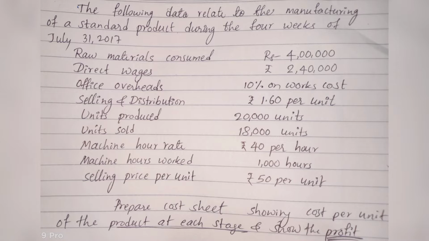Machine hour rate is 40 per hour and machine hour worked is 1000 hours. That is, our manufacturing or factory cost is based on the machine hour worked and machine hour rate. Then finally, selling price per unit is rupees 50 per unit. You need to prepare a cost sheet showing cost per unit of the product at each stage and show the profit. So let us proceed with the solution.